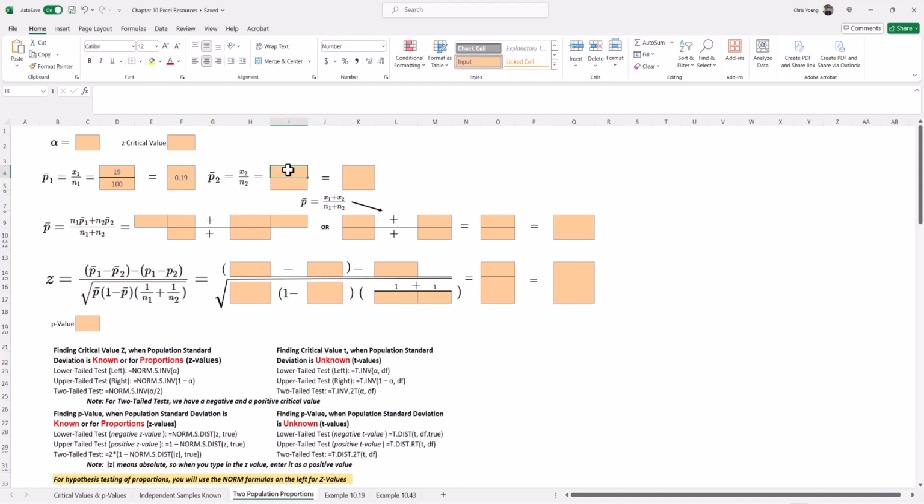Then for the sample proportion for 2021, which is P bar sub 2, we had the 31 and then the 127. We'll do equals 31 divided by 127, and we get 0.24.